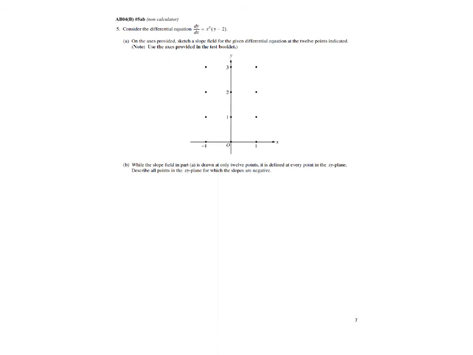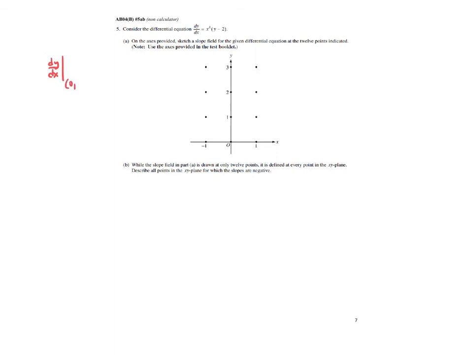Okay, here we are, 2004, Form B, number 5, parts A and B. It says, consider the differential equation dy/dx equals x to the 4th times (y minus 2). Okay, so what we can do here, you guys, is you can plug and chug. If you really want to, you could find dy/dx at each of the, how many points is that? 12 points that are given.